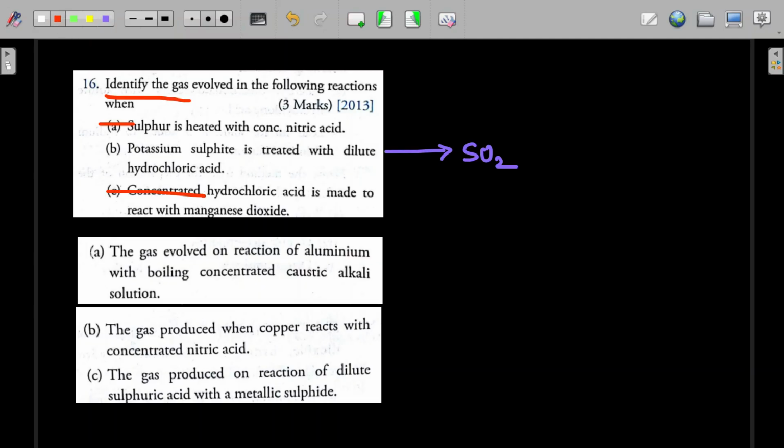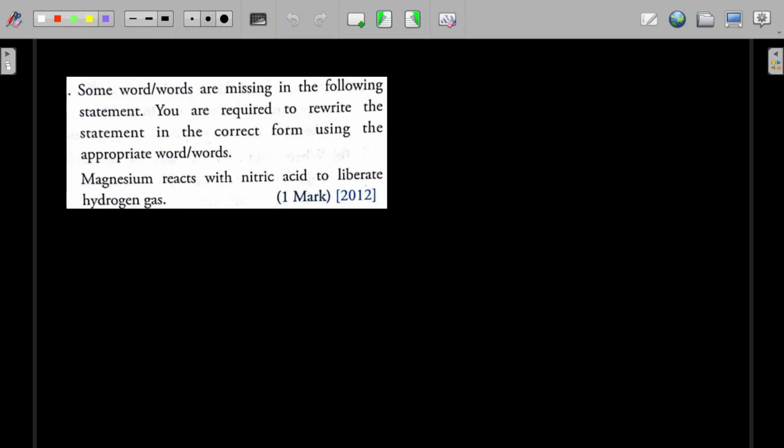Again, this is different. The gas produced when copper reacts with concentrated acid. Again, different. This one: the gas produced on reaction of dilute sulfuric acid with metallic sulfide. Just now we have seen. For metallic sulfide, what will be the gas? Hydrogen sulfide. Yes, H2S.